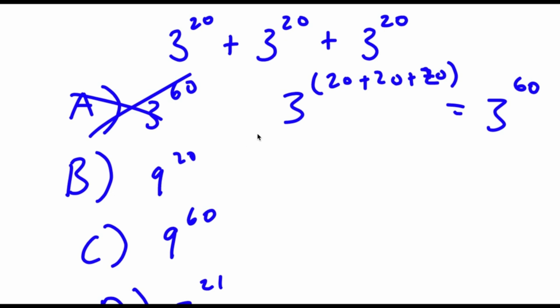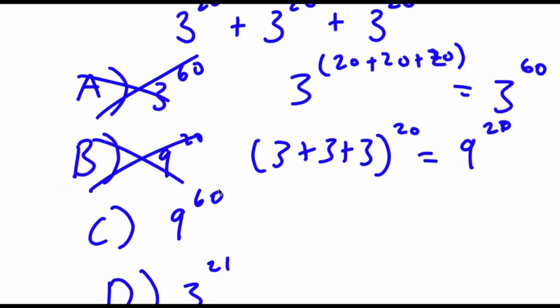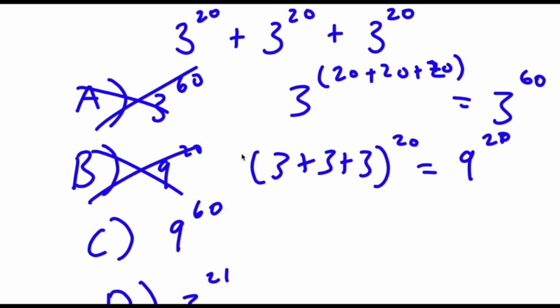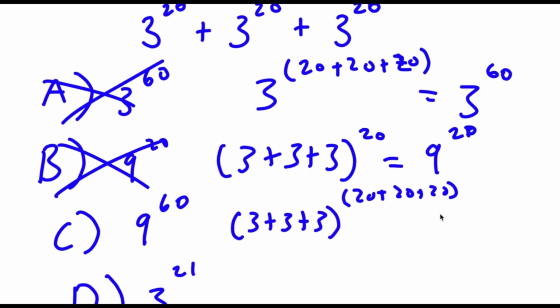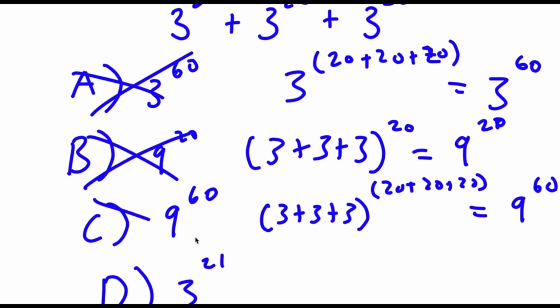So now for answer choice B, what you do is you keep the exponent the same and you simply add the bases. So you have 3 plus 3 plus 3 to the power of 20. And 3 plus 3 is 6, 6 plus 3 is 9, so I get 9 to the power of 20. And this method is actually wrong as well, because that's not the right way to add exponents. Now for 9 to the power of 60, you do both of them. You add all the bases and you add all the exponents. So then this results in 9 to the power of 60, and this method is also wrong as well.